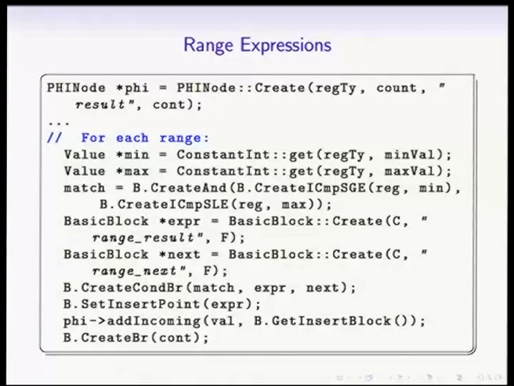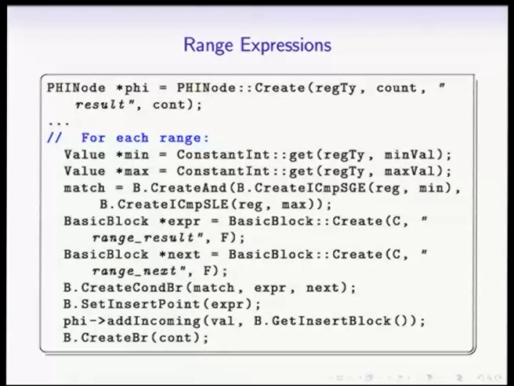And then we have a little bit of Boolean logic. So we say if the register value is signed greater than or equal to the minimum value, and signed less than or equal to the maximum value, this will then just be a Boolean value saying if we've matched this particular case. Then we create a couple of new basic blocks. We have one for calculating the result expression and one for falling through to the next case. So this is basically just like a switch statement in C, but with a little bit more syntactic sugar.